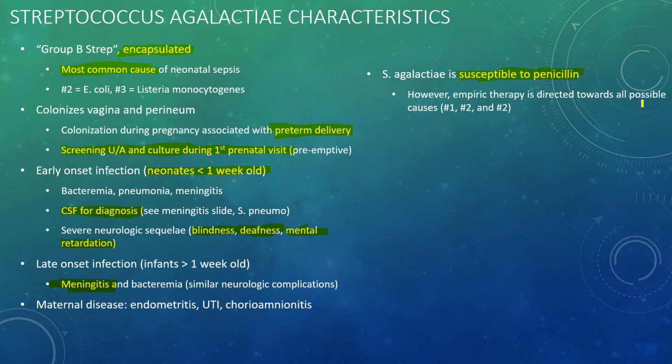Empiric therapy is directed towards all possible causes, 1, 2, and 3. We know that there are more causes than just strep agalactiae, and with the severe conditions such as meningitis, pneumonia, or bacteremia, we don't want to just treat for one cause. We want to treat for all the causes. So what are we going to do? We're going to treat with ampicillin and gentamicin most commonly, and we'll talk about that later.